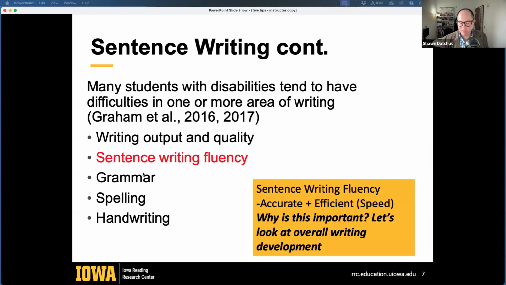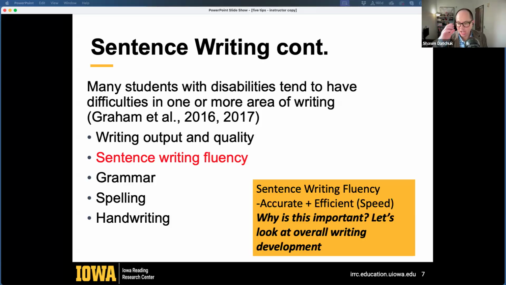And if we were to take a magnifying glass, so to speak, and take a look at the writing of students, particularly with learning disabilities, we could see some of these difficulties. Now, not for all students with LD, but certainly for some of them. We could see some issues with writing output and quality. So just engaging in the act of writing connected text.